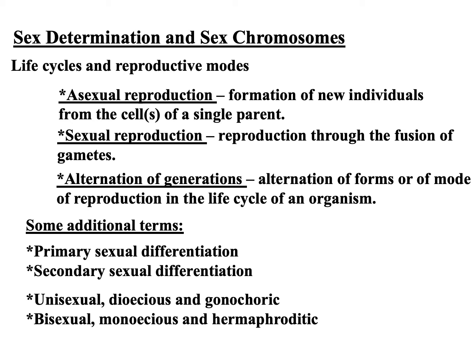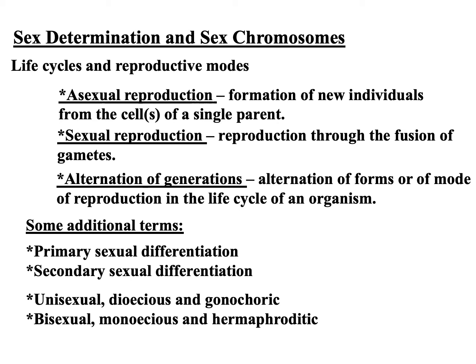Sexual reproduction, on the other hand, is reproduction through the fusion of gametes. This is how most diploid eukaryotes reproduce. And most importantly, with sexual reproduction, the key here biologically is that there's a mixing of genetic material, which then results in the diversity that we have discussed in the previous lectures.